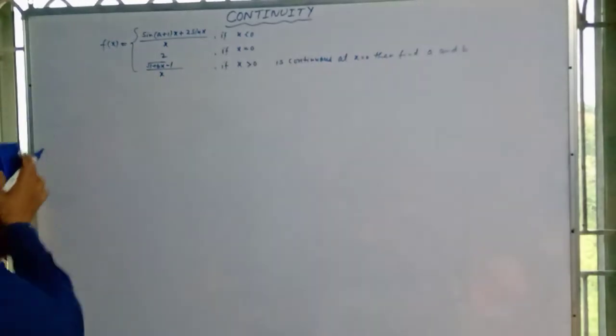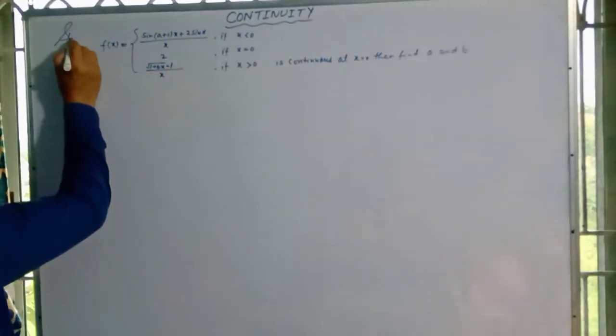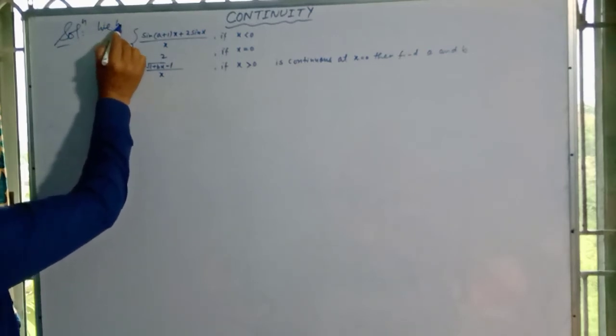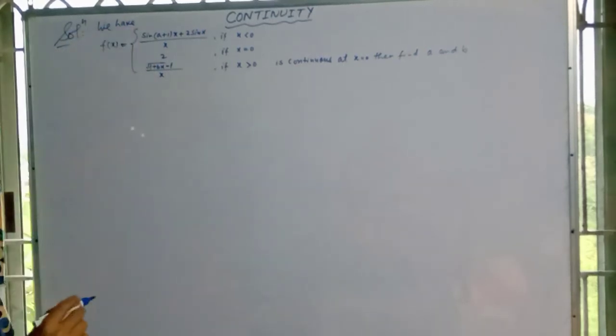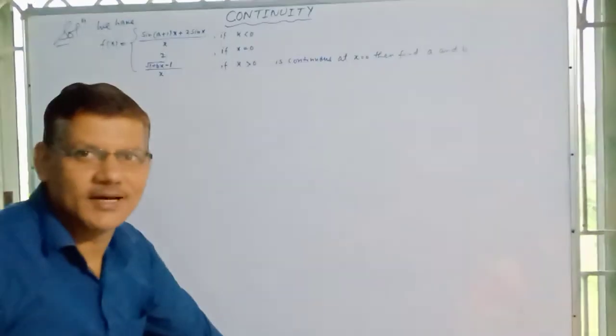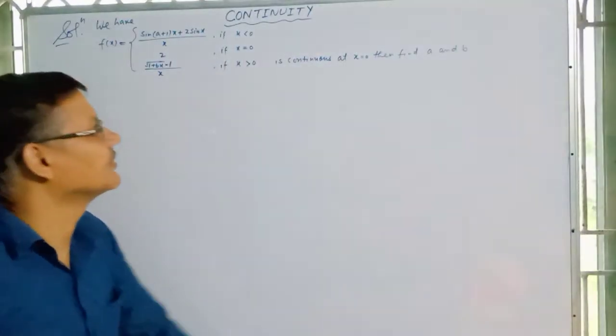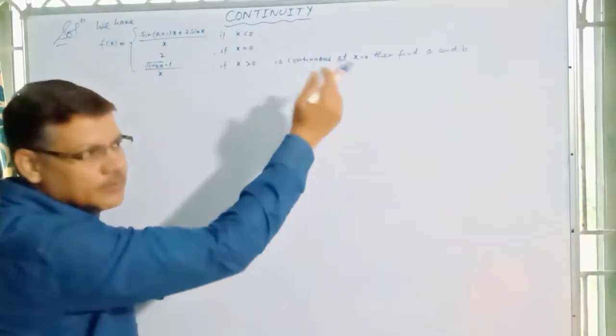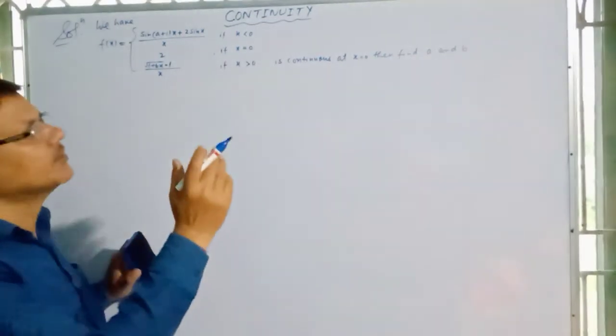So we write here, in the solution part, we have the function as it is. So it is continuous. Now if it is continuous, then definitely the value of the left hand limit is equal to the value of the right hand limit, and that is equal to the value of the function at that point.